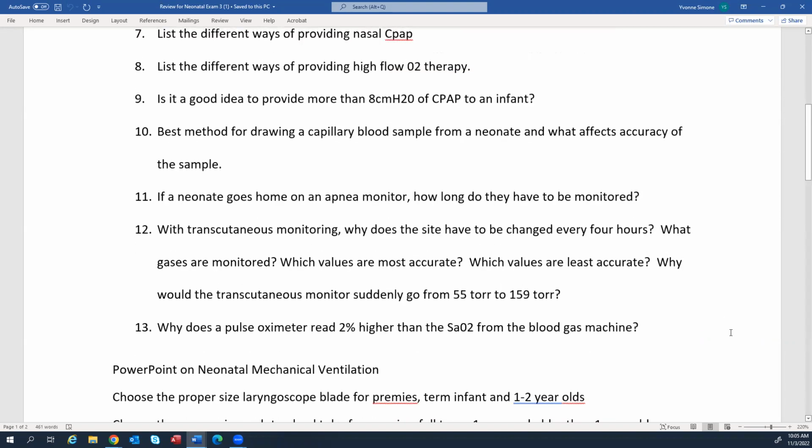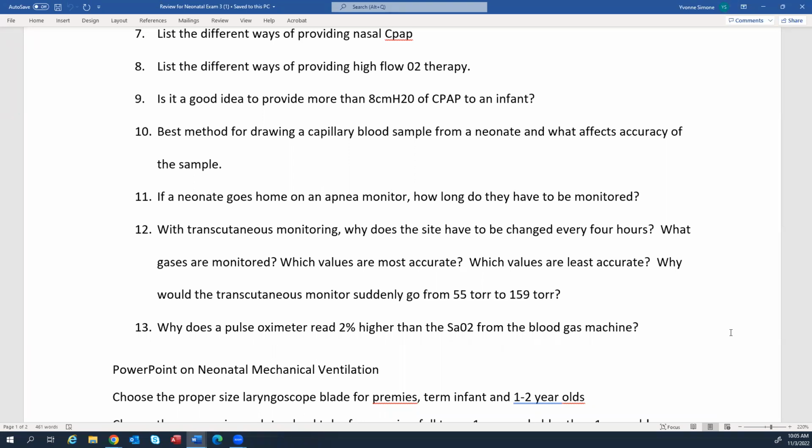With transcutaneous monitoring, why does the site have to be changed every 4 hours? Pretty sure that's in your notes. The sensor has to be warm so that it causes arterial blood flow in the capillaries. And then to get that arterial blood flow, you have to warm it up. But when you're warming up the skin, especially on the premature neonates, it can actually burn their skin. So every 4 hours, that site has to be changed to a different site.